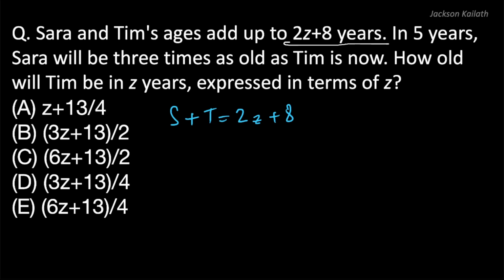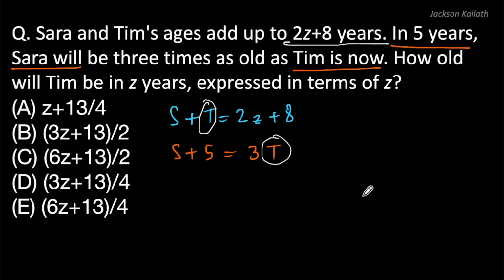Now it's mentioned that in 5 years, Sarah will be 3 times as old as Tim is now. So over here you can see that there is a trap. Many students may miss this information. In 5 years Sarah will be s + 5 years old, but now Tim is t years old. So over here you can only write 3 into t. Now if you quickly read it and miss this piece of information, some students may go ahead and write this as 3 into (t + 5) and they'll get the answer wrong. So it's very important to read this carefully.